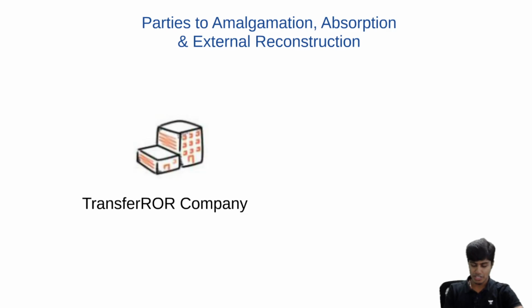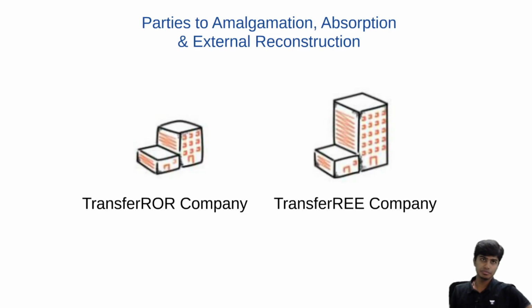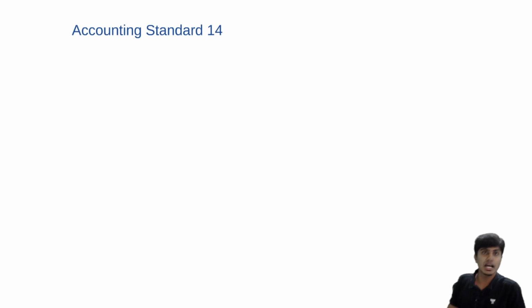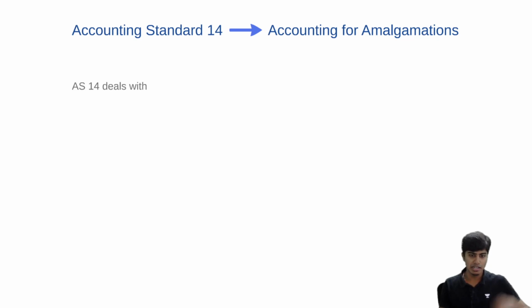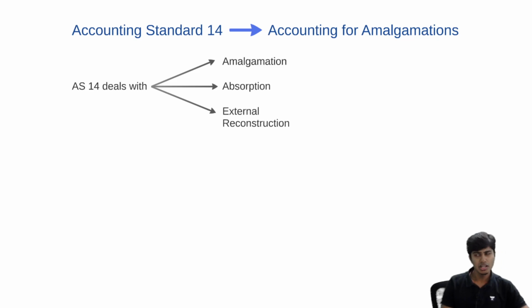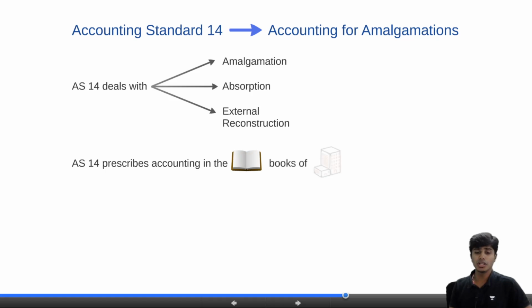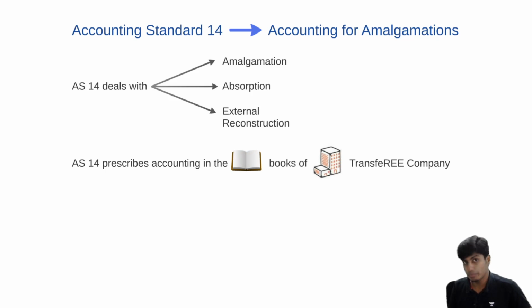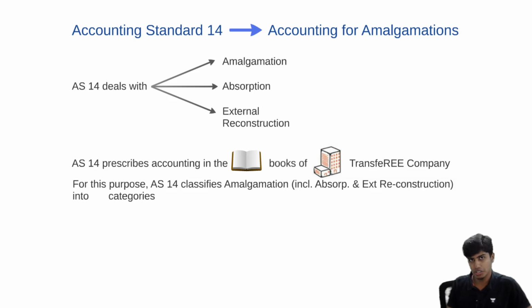Then we went on to see the parties involved. The small company, the company which is selling itself and closing its business by giving all of its assets, is the transferor company, and the company which is taking over is the transferee company. Got it? Then we discussed Accounting Standard 14. AS 14 deals with amalgamation, absorption, external reconstruction, everything together. And AS 14 tells us how to do accounting in the case of the transferee company. For the transferor company, nothing is mentioned.